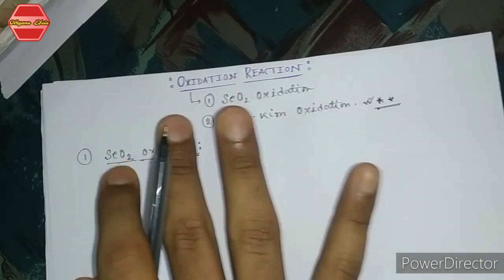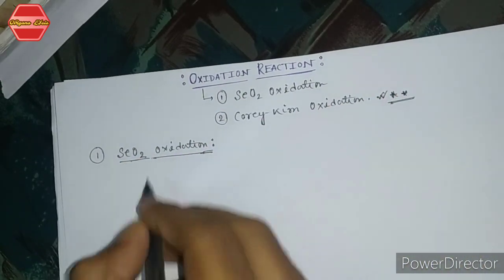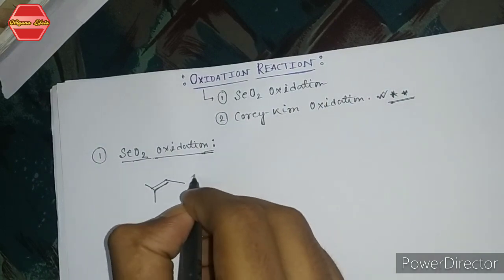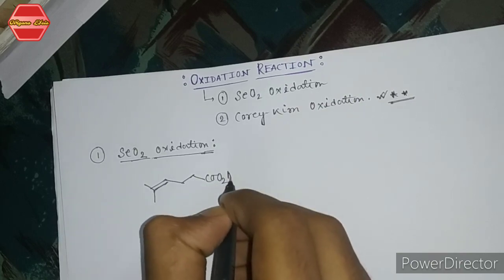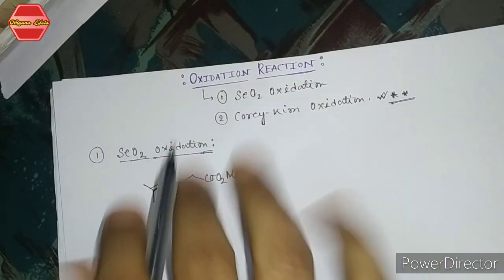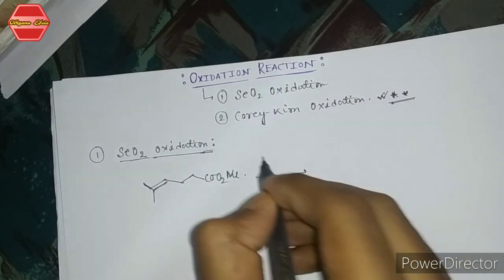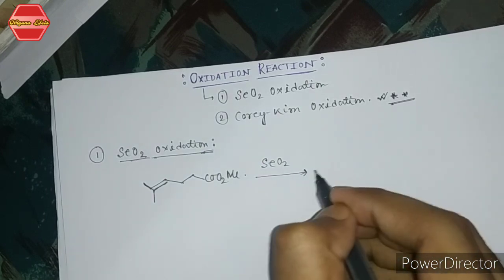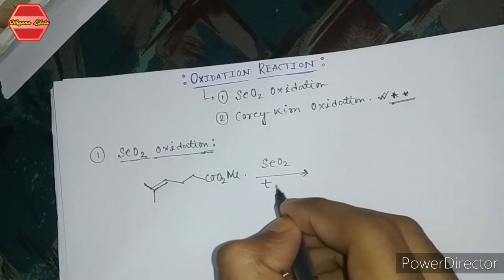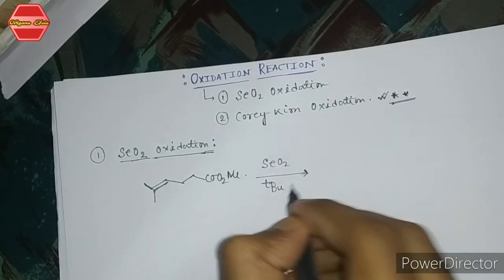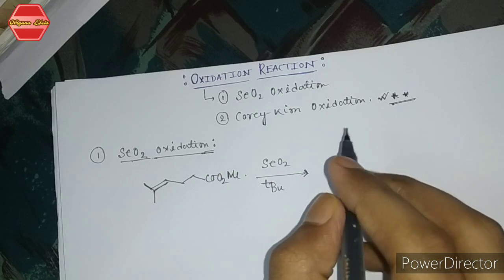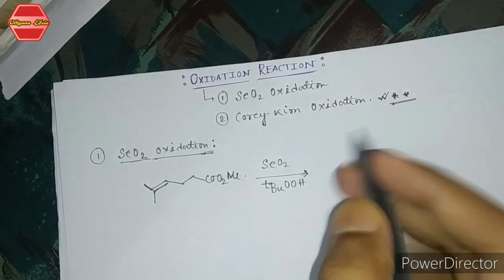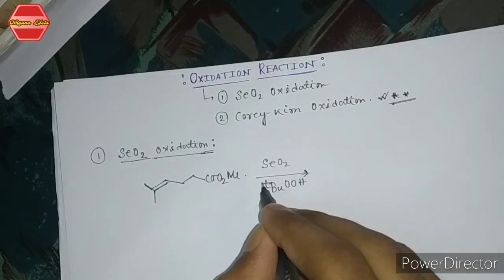Now see the substrate. I am writing the substrate here, with CO2Me like this. This is the substrate, and the reagent given is SeO2, selenium dioxide, and the catalyst used in this reaction is tertiary butyl hydroperoxide, TBHP.